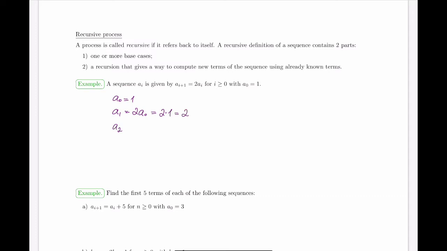In order to compute a2, I'm going to plug in i equals 1 into this formula. And of course, a sub 2 is equal to 2a sub 1. Again, I've just computed a1 to be equal to 2, so I can plug that into my formula: 2 times 2 gives a 4. Altogether, we can continue, and you can see that each next term is composed by using the formula for the recursion and the value of the previous term.